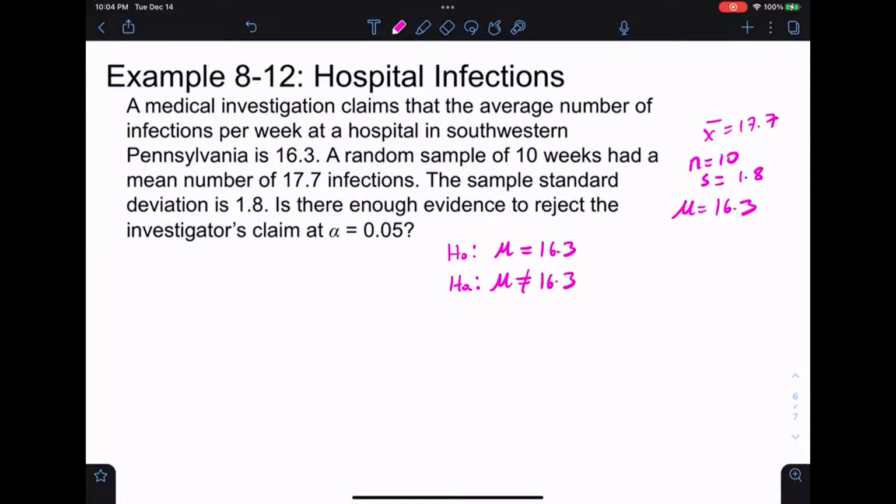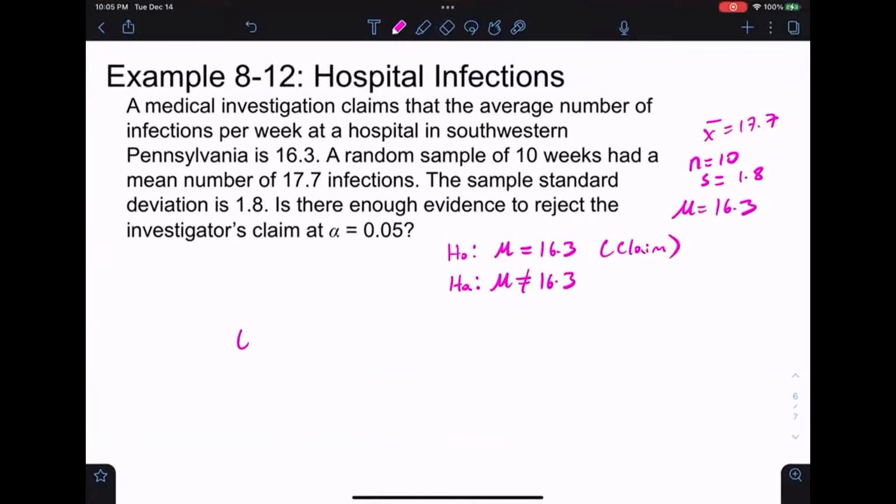A medical investigation claims that the average number of infections per week at a hospital in South is. So this is the claim. Remember, the null is always is, or equal, right? In this case, a random sample. Okay, so now we can solve the problem, right?